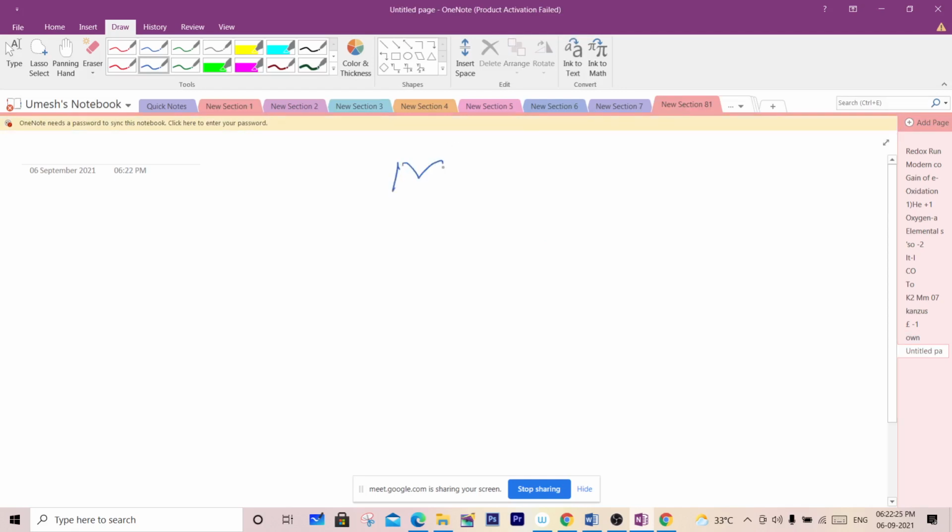Okay, now calculate for MnO4 negative ion. Calculate for manganese. See, -2 into 4 is equal to, you're missing this charge, -1. Okay. Calculate for phosphorus here, Na3PO4.